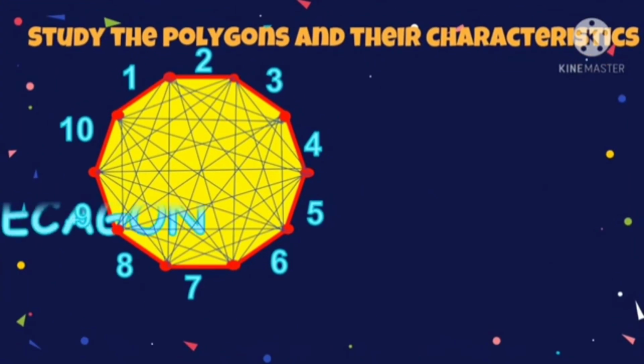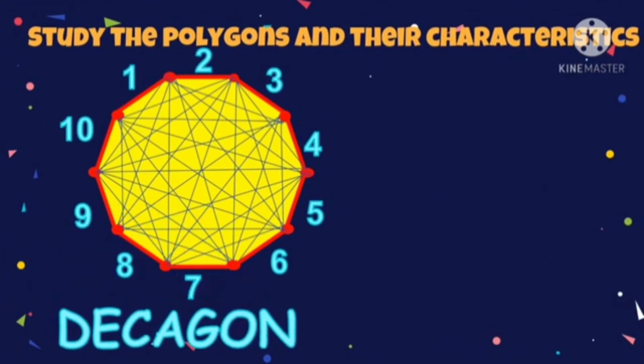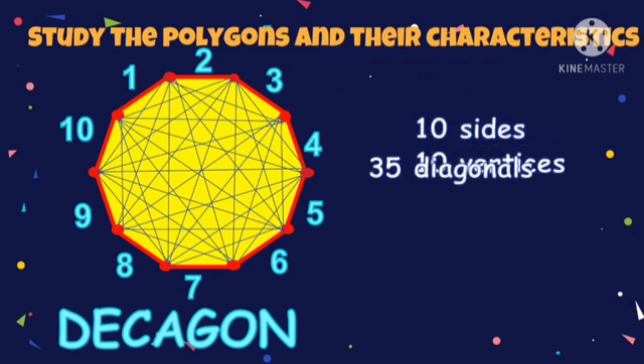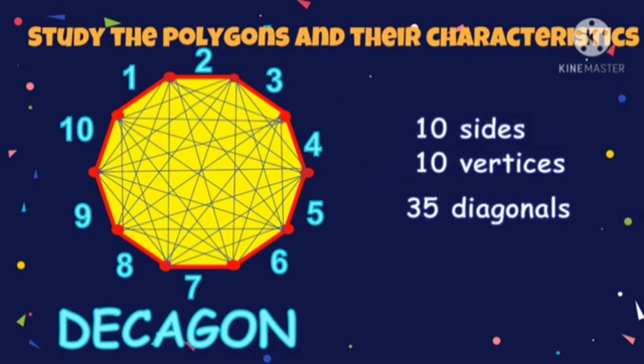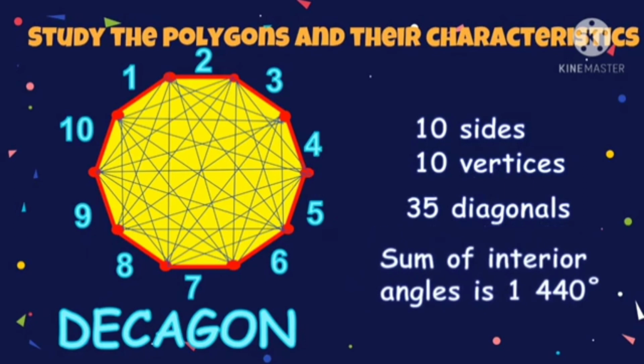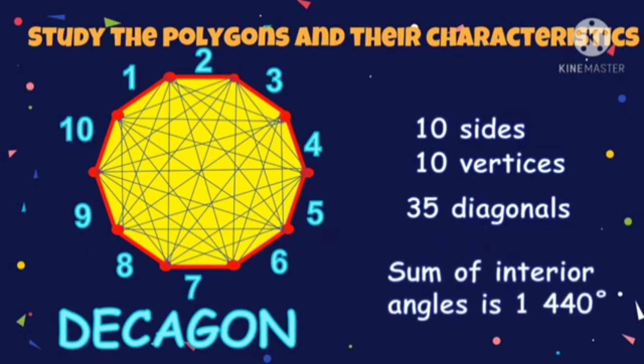Next is a decagon. A decagon is a 10-sided polygon. Then ang kanyang sides at 10 din ang kanyang vertices. Then, ang number ng kanyang diagonals ay 35. And the sum of the interior angles is 1440 degrees.